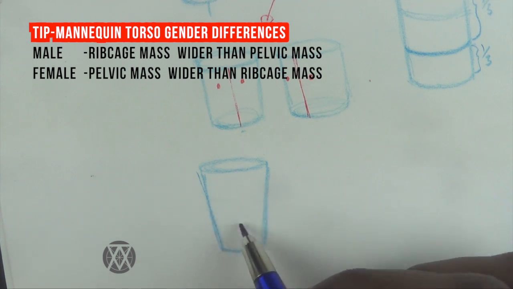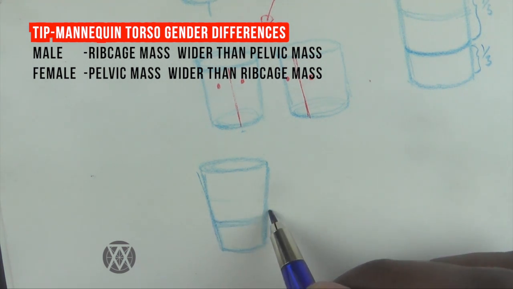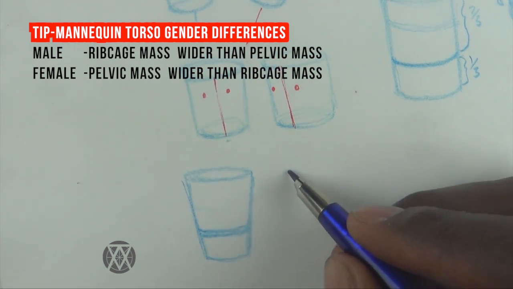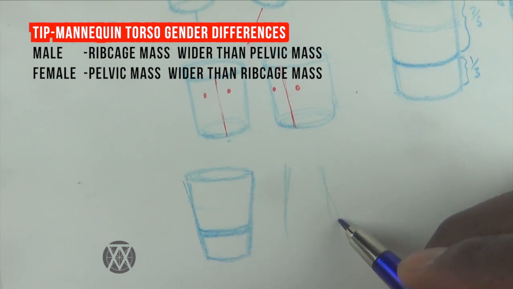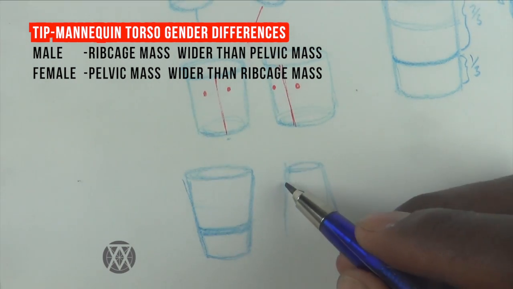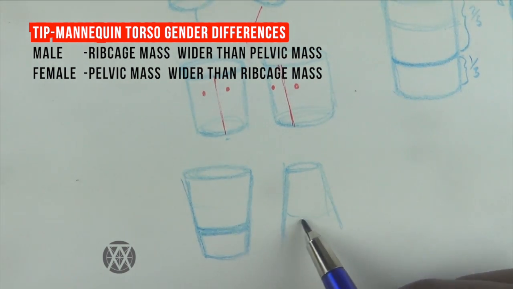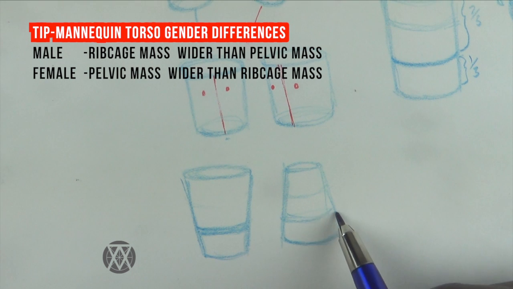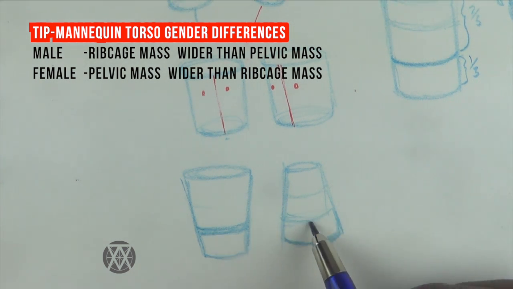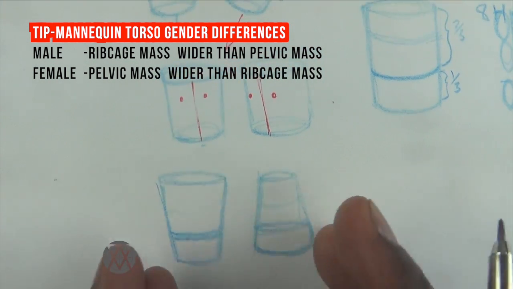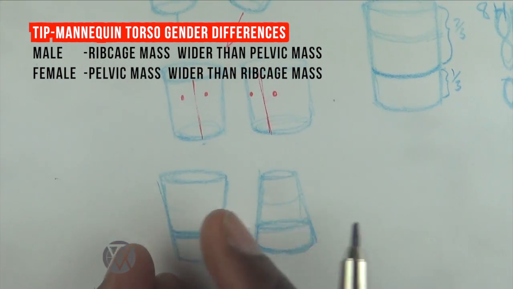Okay, so let's divide into thirds. Boom, boom, like that. The male is like this. The female, on the other hand, is more the opposite. See, the male tapers down, the female tapers up. But it's still two-thirds at the top, one-third at the bottom. So this is all you have to remember in terms of distinguishing the male and female.